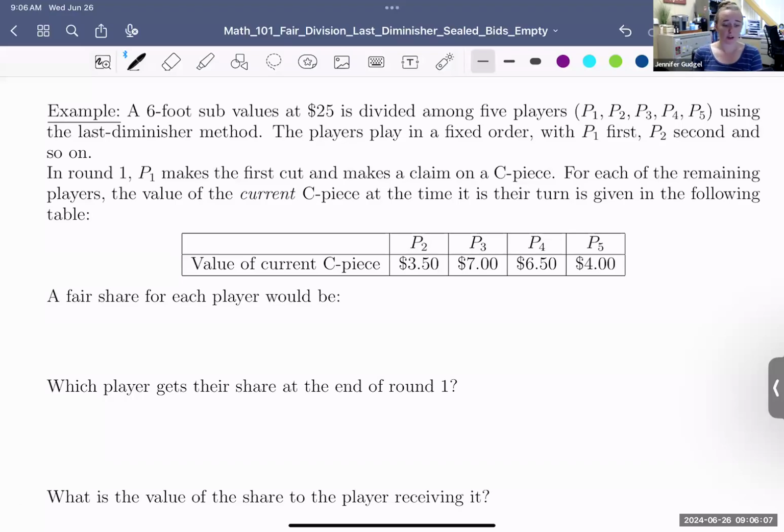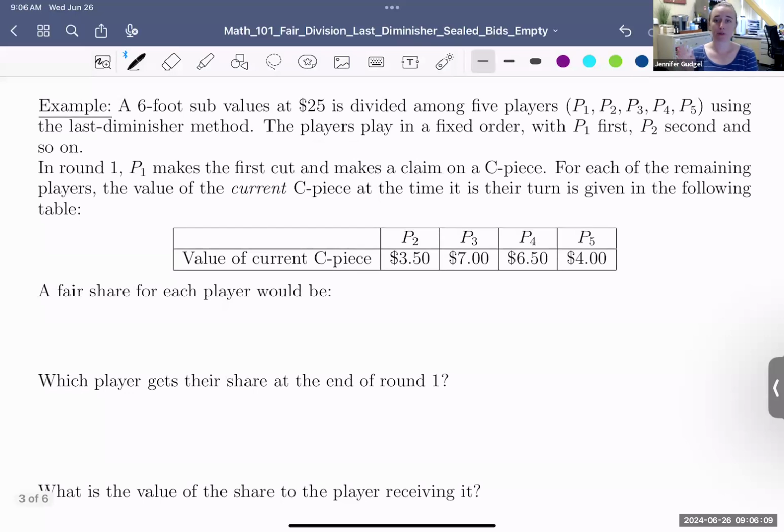A 6-foot sub valued at $25 is divided among 5 players. Using the last diminisher method, we're going to assign pieces, all right? So the way this table works is you're not seeing the process from start to finish, okay? Again, it's not a fluid thing because we don't have these people in front of us. We're not actually drawing lines and doing these situations.